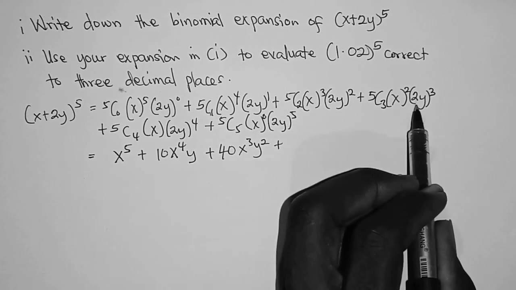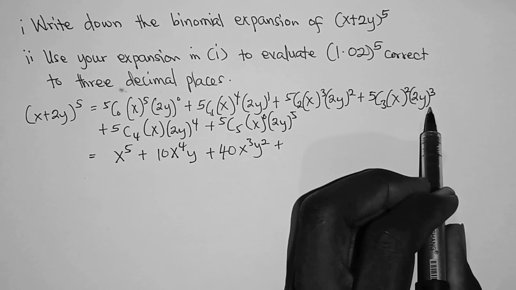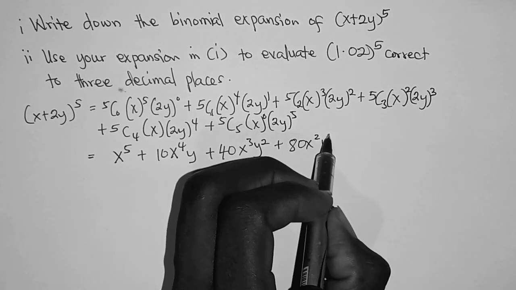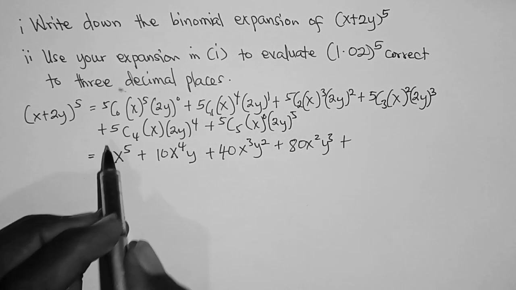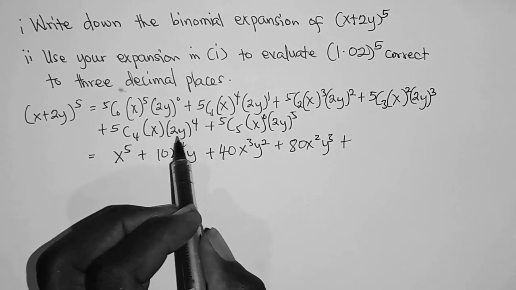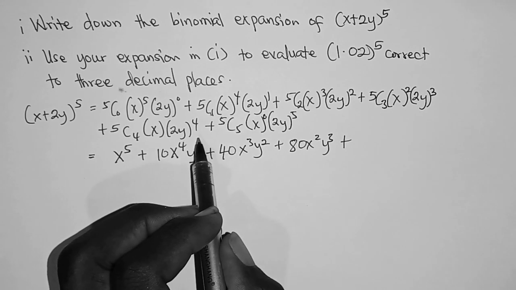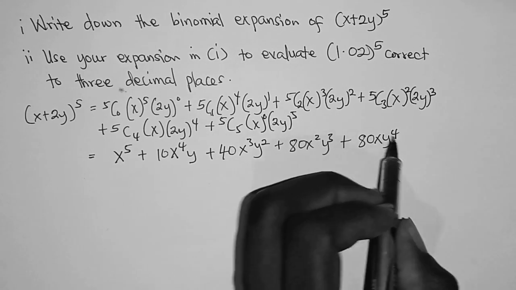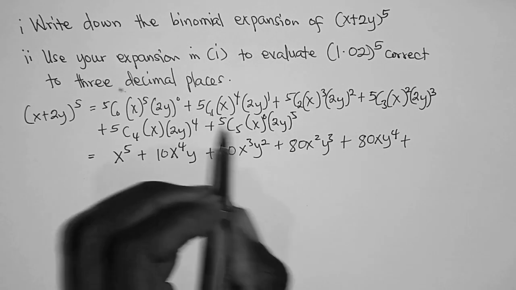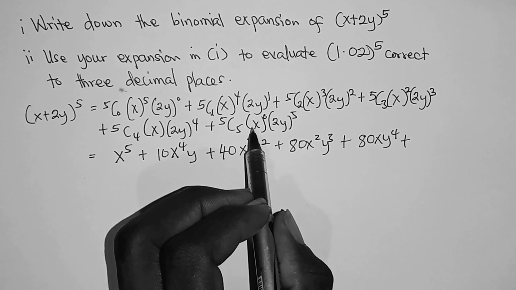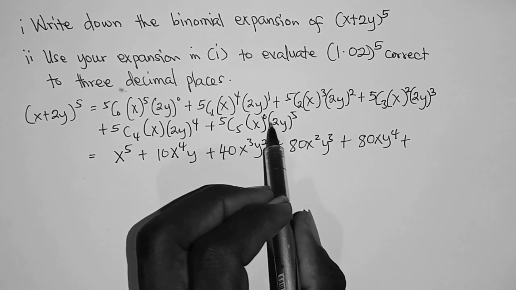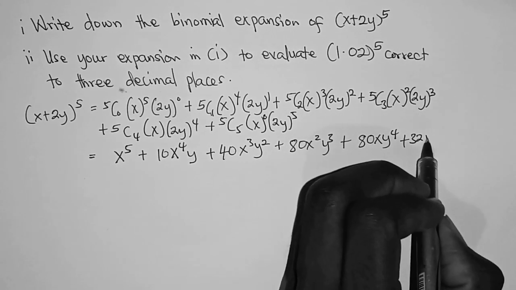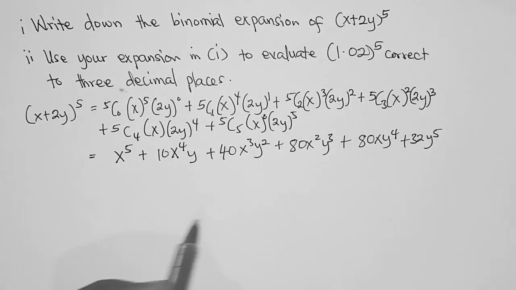x^2 times (2y)^3 equals 80x^2y^3, then plus 5C4 times x times (2y)^4 equals 80xy^4, then plus 5C5 times x^0 times (2y)^5 equals 32y^5.